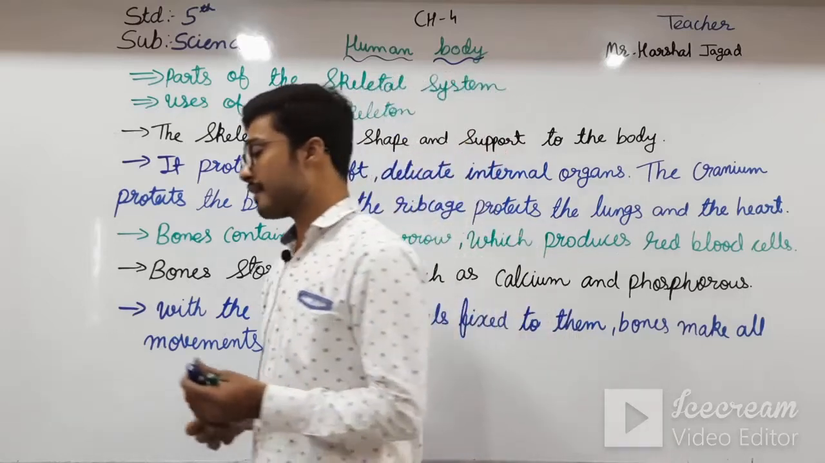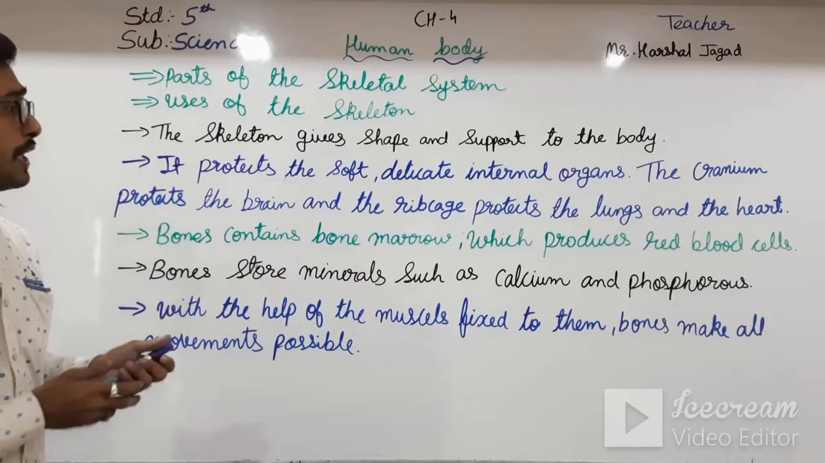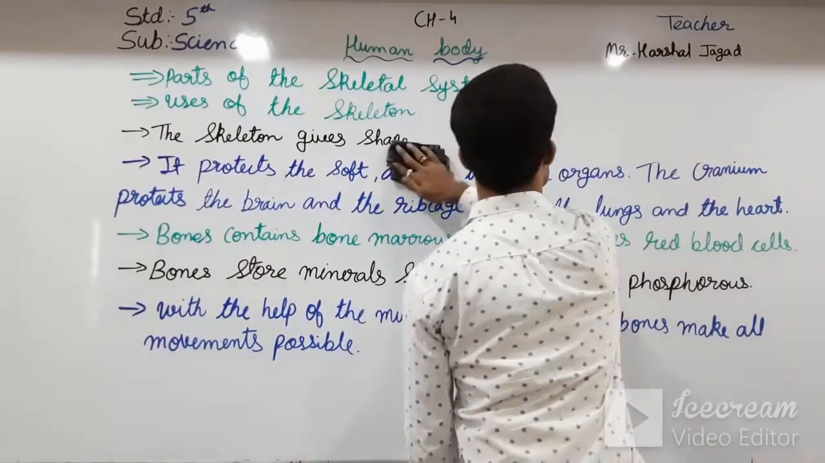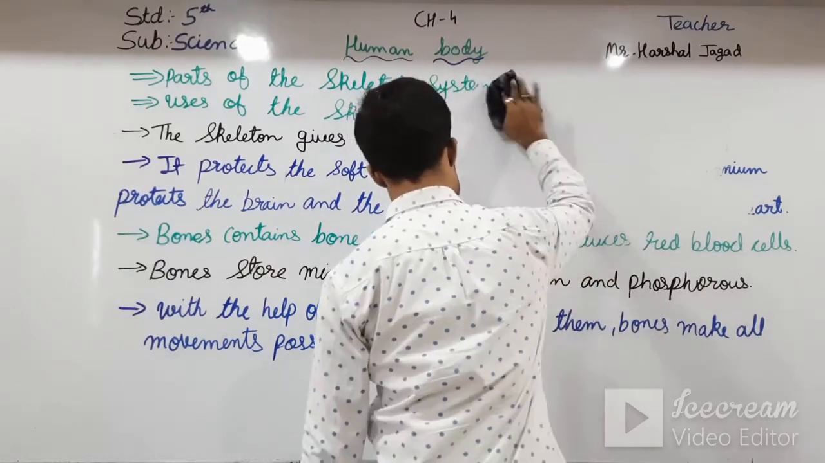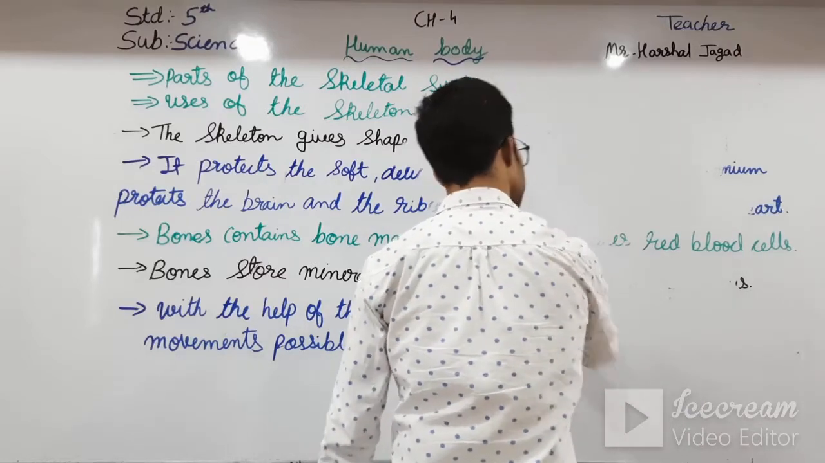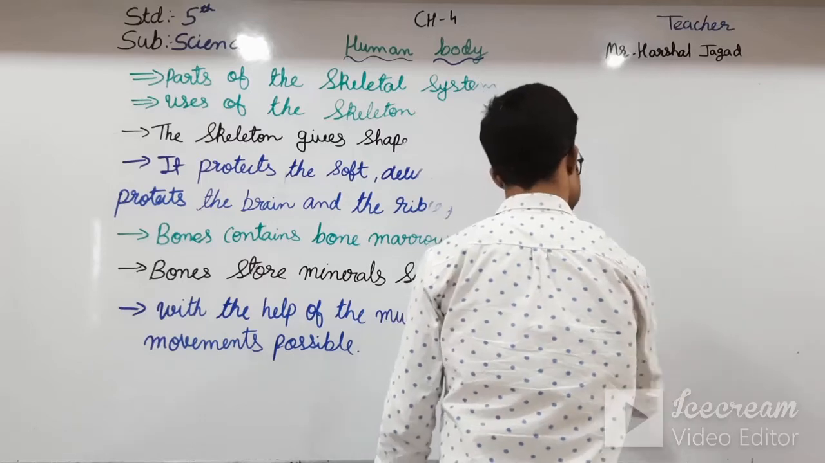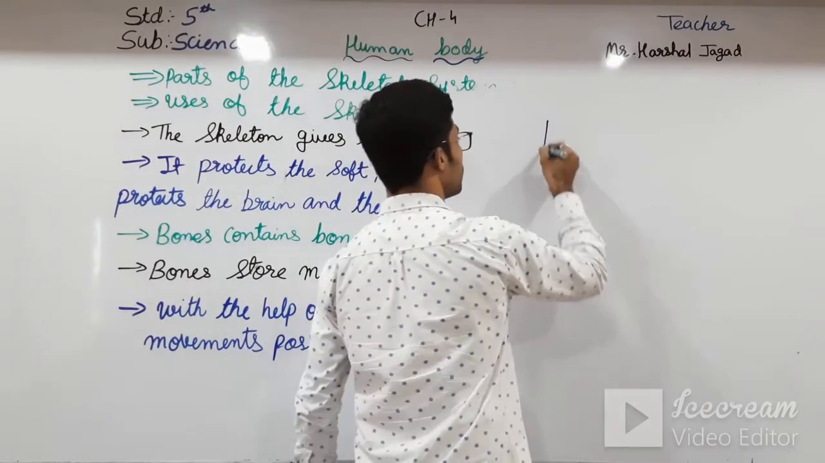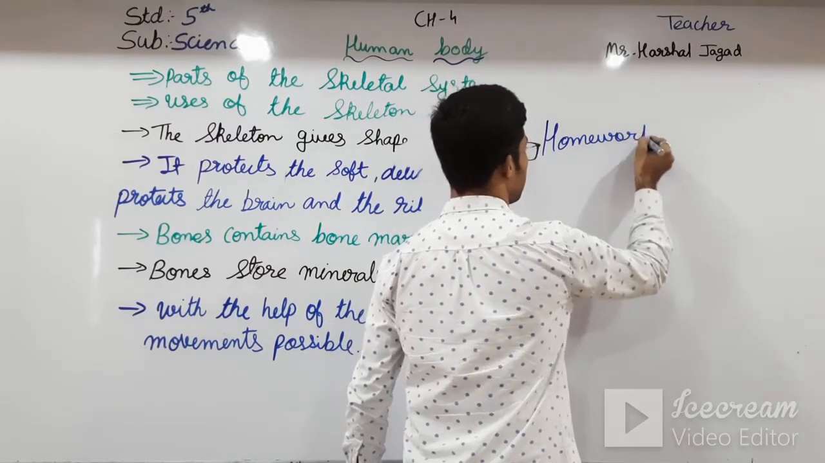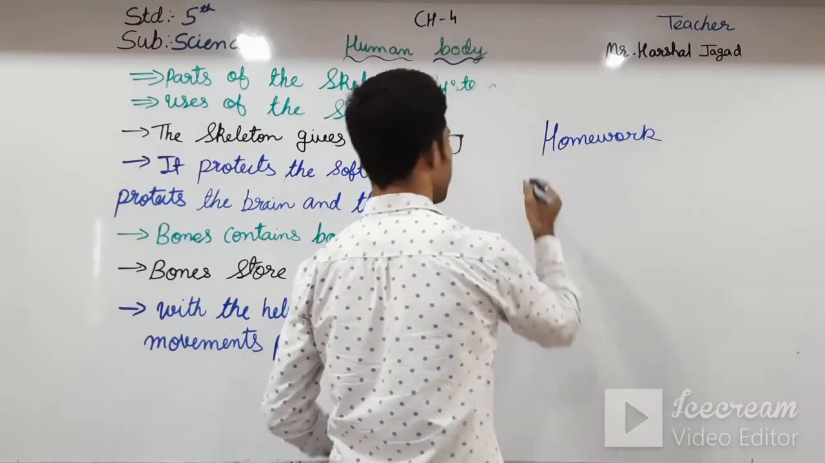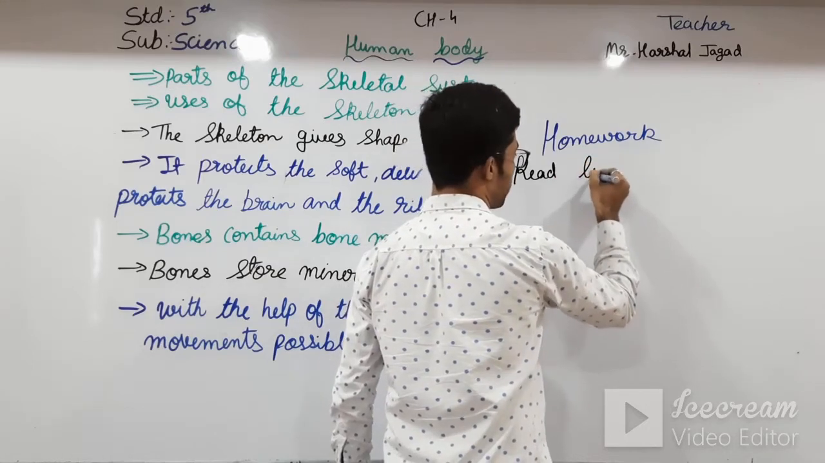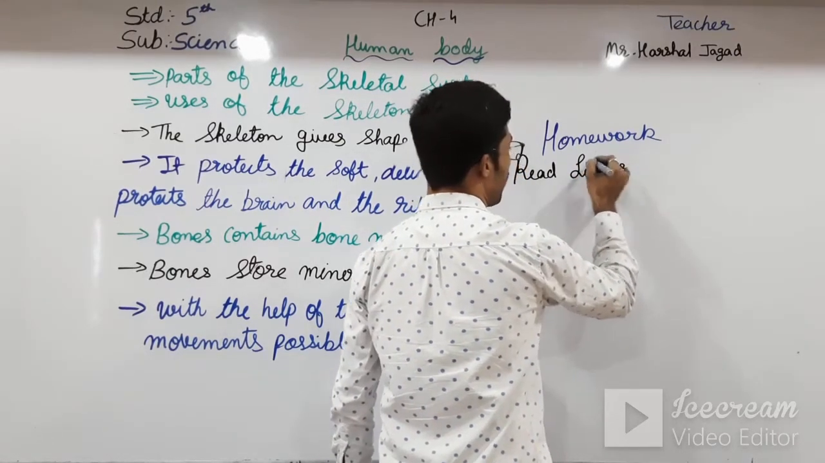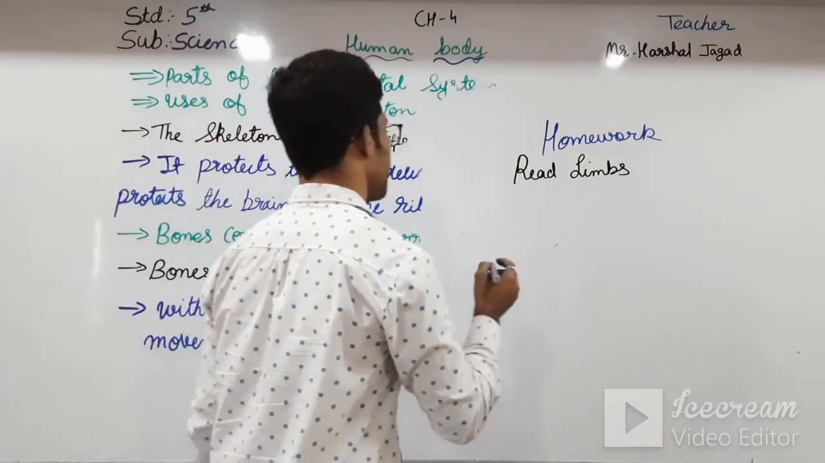Okay students, now please write down your homework. So your today's homework is, what you have to do is you have to read about the limbs, upper and lower, and about the joints which we have seen.